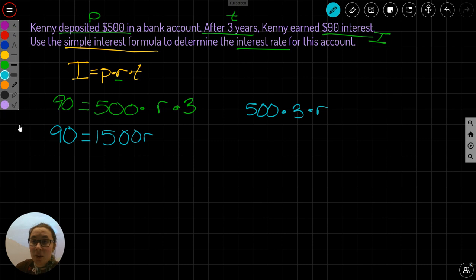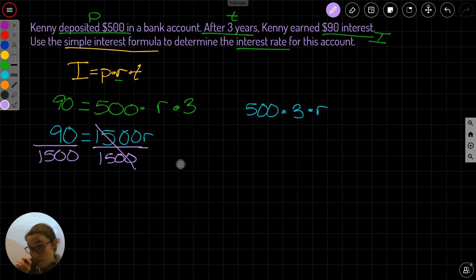We have 90 equals 1,500 R. Well, what's going on here? This 1,500 R is multiplication, so we need to undo it by doing division. We want to get R by itself, so we want to get rid of the 1,500, so we should divide by it. 1,500. This cancels. On this side, we're also dividing by 1,500. So 90 divided by 1,500 is R.